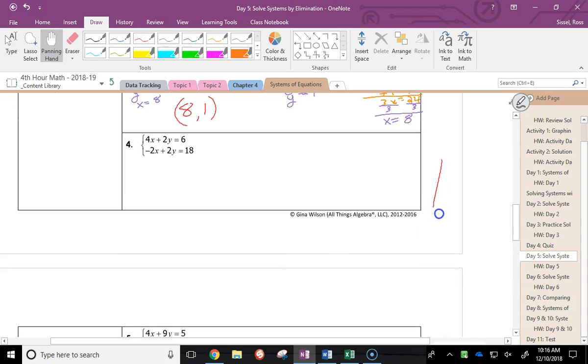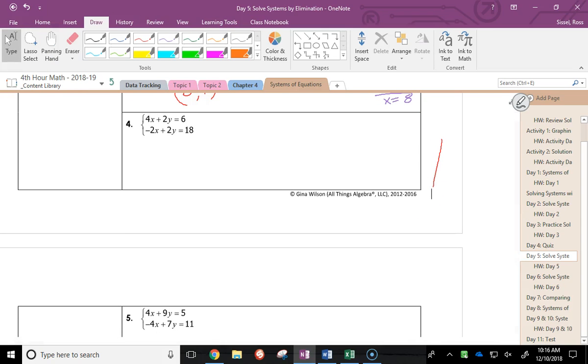Okay, number 4. The equations are in the same form. x plus y equals a number. The other one was x plus y equals a number. Raise your hand. Which variable are we going to be eliminating? Which one has the same coefficient? Evan? Good. Now, here's the tricky part.